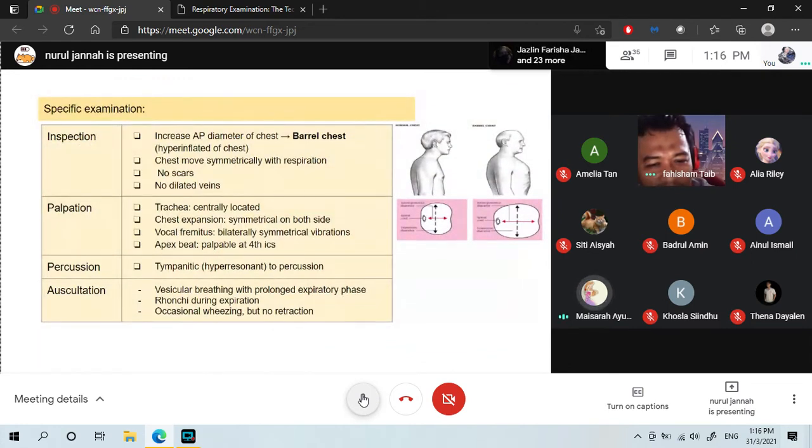Okay, for the palpation, the trachea is centrally located. For the chest, as mentioned, it is symmetrical on both sides. For vocal fremitus, bilateral symmetrical vibrations, and the apex beat is palpable at the fourth intercostal space. For the percussion, there is hyperresonance due to the hyperinflated chest. For the auscultation, there is vesicular breathing with prolonged expiratory phase. There is presence of rhonchi during expiration, and there is occasional wheezing, but there is no retraction. Okay.